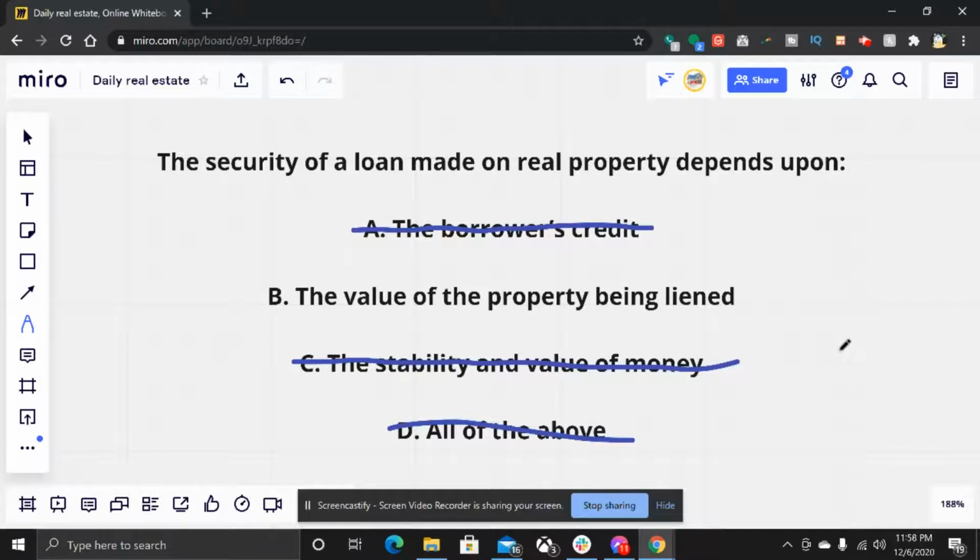So basically, that is the answer right there. The security of the loan made on real property depends upon the value of the property being liened, which is used as collateral. So the correct answer is B.